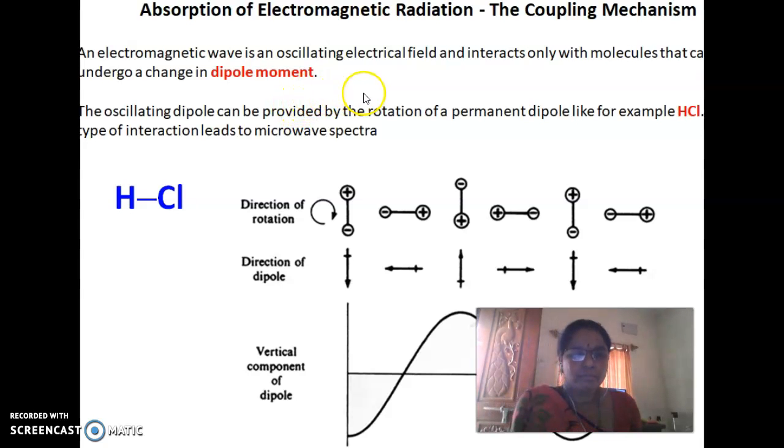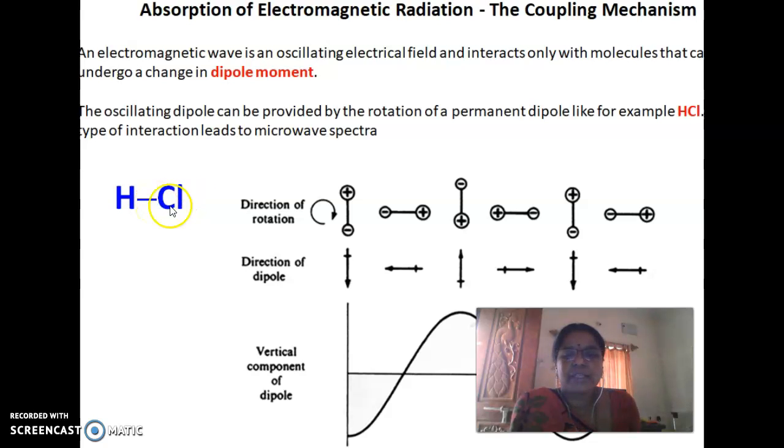So, for a molecule to exhibit rotational spectra, it should have a change in dipole moment. The oscillating dipole can be provided by the rotation of a permanent dipole, like the example of HCl. This type of interaction leads to the microwave spectra.